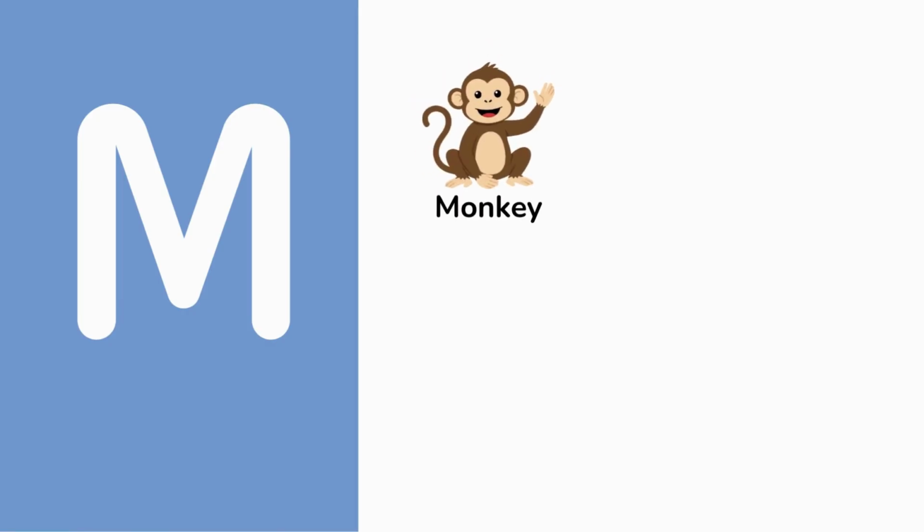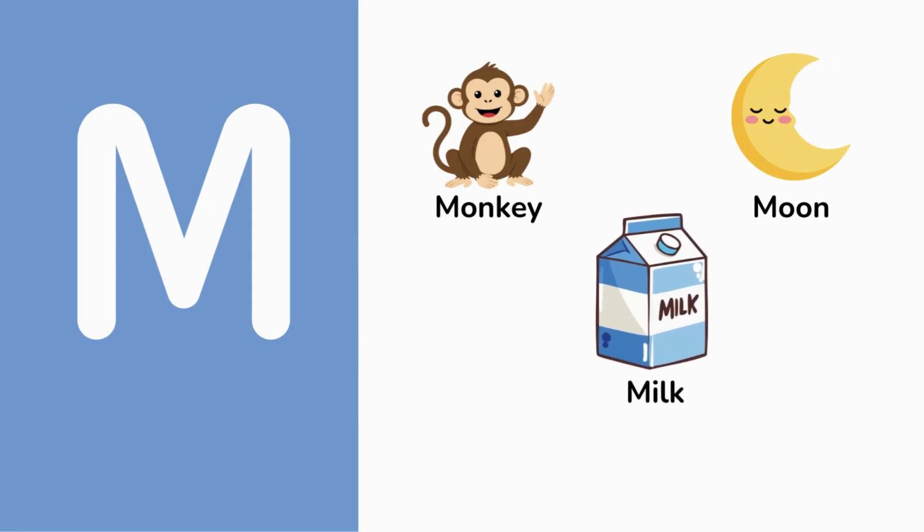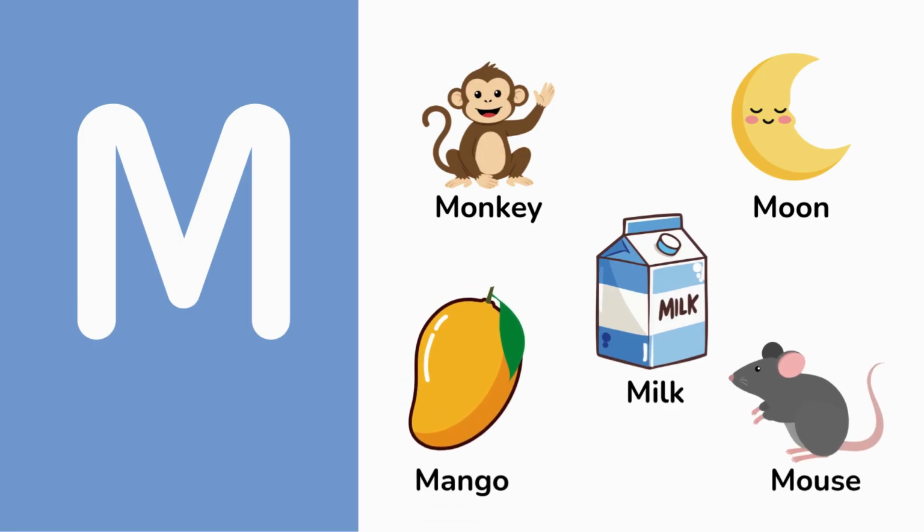M. This is letter M. Can you say M? M. M is for monkey. M is for moon. M is for milk. M is for mango. M is for mouse.